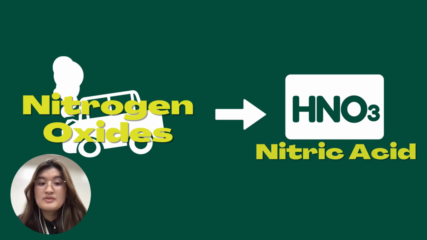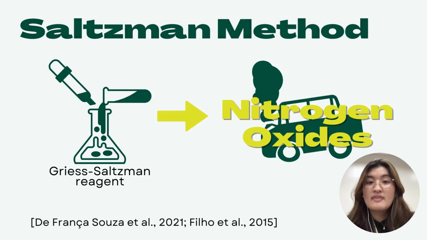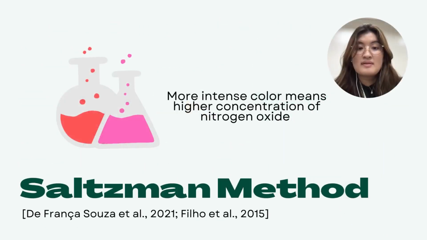For determining its presence in the air, the Saltzman method is one of the analytical chemistry techniques used. This method requires the Griess-Saltzman reagent, which reacts with the nitrogen dioxide. The intensity of this red-pink dye will correspond to the concentration of the nitrogen oxide. This reagent has been one of the successful methods used since the 1960s.